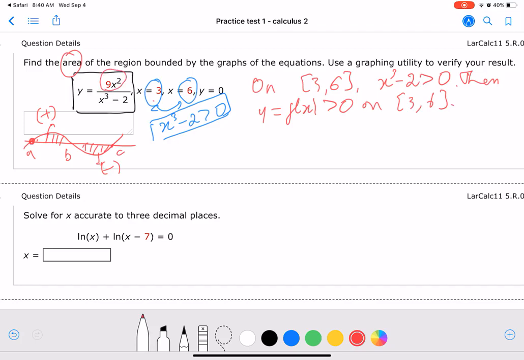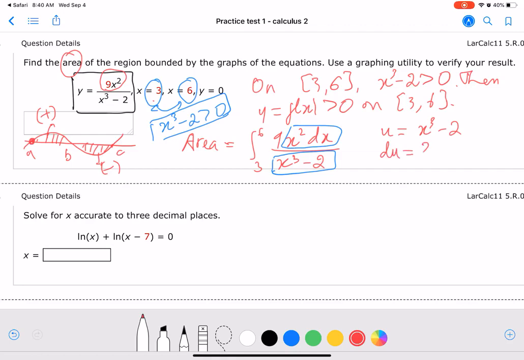So that means the area is just the definite integral from 3 to 6 of 9x squared dx over x cubed minus 2. We solved a very similar problem just some minutes ago. Because you see, here you have x cubed minus 2, and here you have x squared dx, right? So I just tell you, please do substitution, u equal to x cubed minus 2. Then you get du equal to 3x squared dx, okay? And then I hope that you can solve this problem yourself.